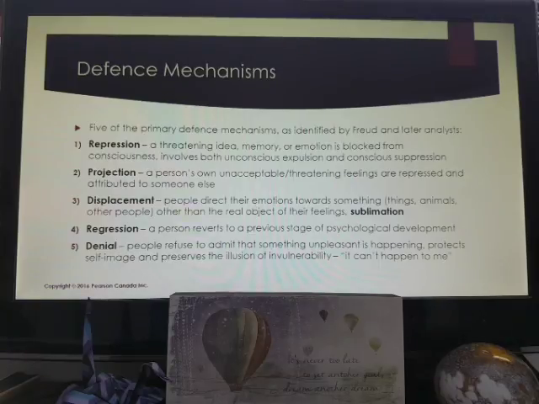The third defense mechanism is displacement. And displacement occurs when people direct their emotions towards something, so a thing, an animal, or another person, other than the real object of their feelings. So, if someone is angry at their mother for the way they treated them during childhood, in the therapy situation, they may lash out at their therapist and take that anger that they feel towards their parent and direct it towards the therapist, or maybe direct it towards their spouse or someone else or their own children later on in life.